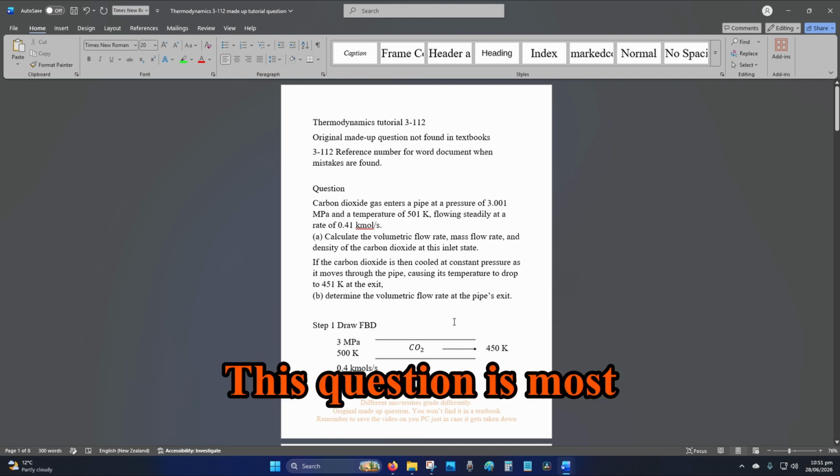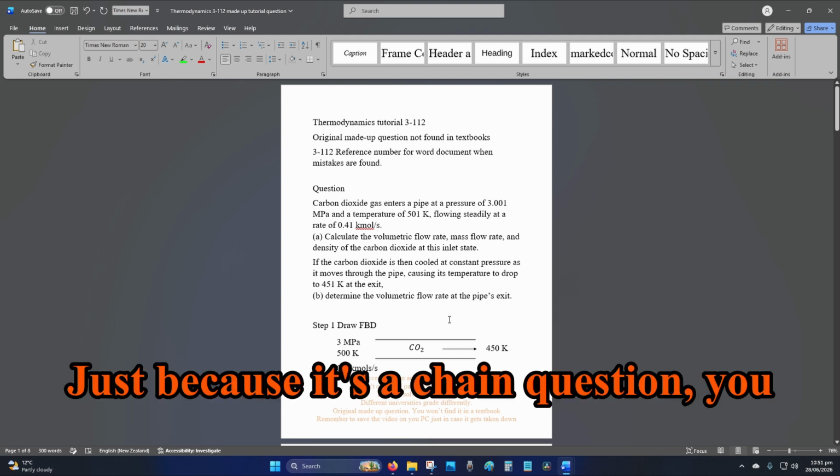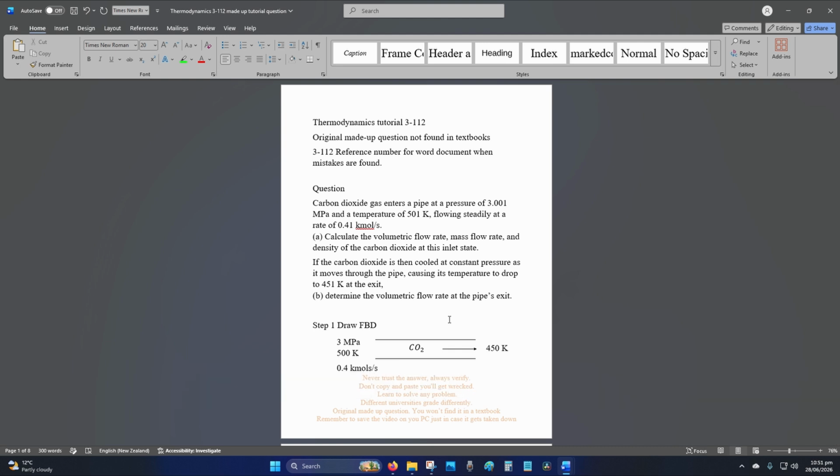This question is most likely an exam question, just because it's a chain question. You need to answer the previous part to find the next part.